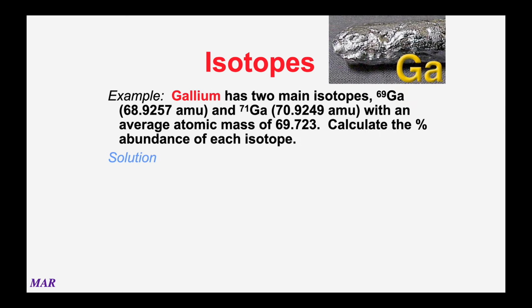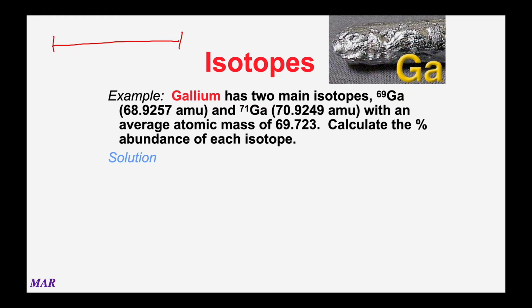Gallium has two main isotopes, gallium-69 and gallium-71, and the average atomic mass, 69.723. We can use this information to calculate the percent abundance of each isotope. And this is kind of an interesting problem. Now, first of all, I want to talk about what's happening right here. And to talk about it, I want to use a number line. Now, a number line can be really helpful with these kinds of problems.